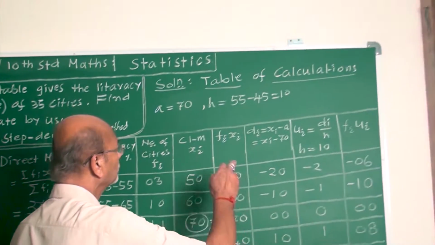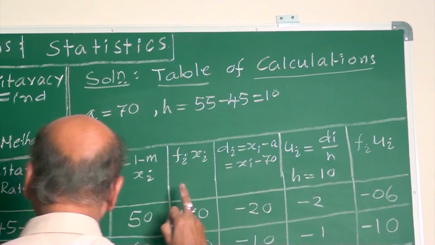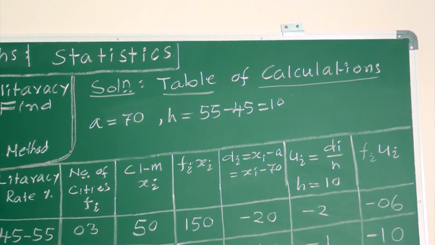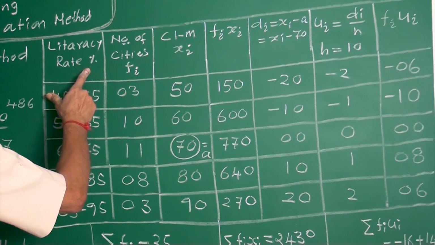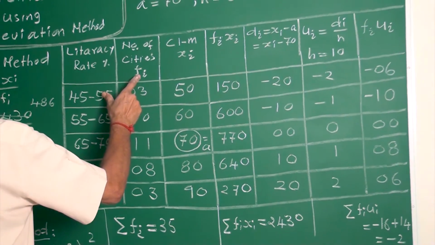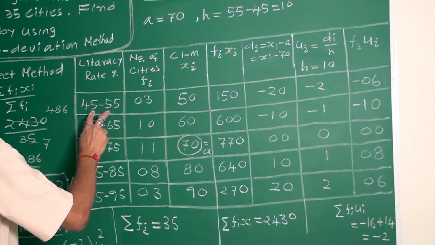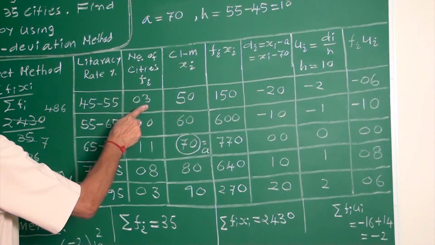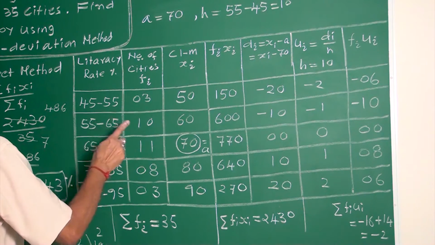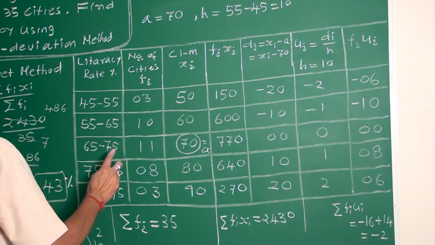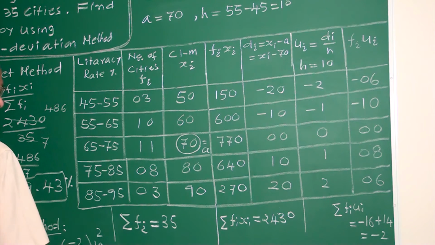First, we have to represent it as a table of calculations. These two columns you have to copy as they are: literacy rate in percentage, and number of cities, that is the frequency. In 45 to 55, there are 3 cities. Instead of 3, I have written 03 for the calculation. 55 to 65, there are 10 cities. This is 11 cities, this is 8, and this is 03.